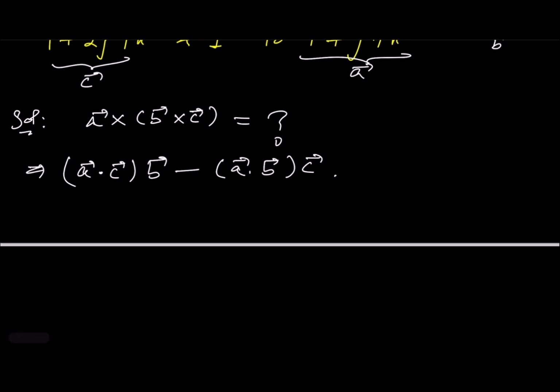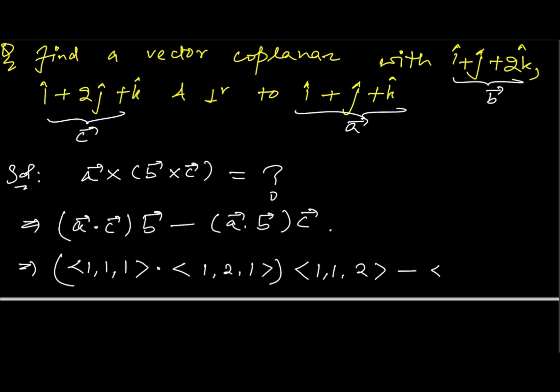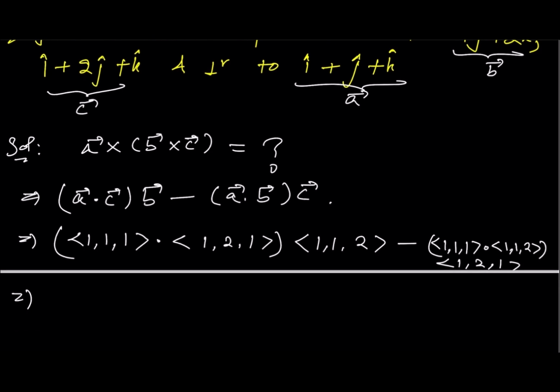Don't get confused. Now A is 1 1 1, A dot C is 1 2 1 times B, that is 1 1 2, minus A dot B, 1 1 1 dot 1 1 2, times C, that is 1 2 1. Okay, so this will come out as (1 plus 2 plus 1) times (1 1 2) minus (1 plus 1 plus 2) times (1 2 1).